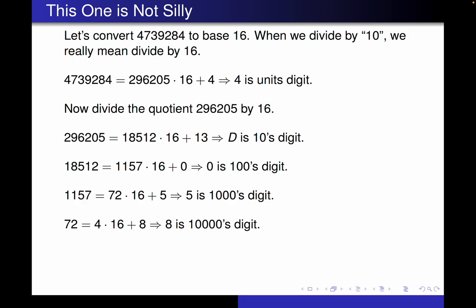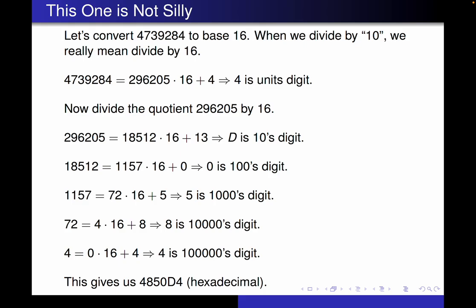And then finally, we divide 4, which is our quotient, by 16. That's a silly computation. We get a quotient of 0. The remainder is 4, telling us 4 is the 100,000s digit. So if we put those all together, we get 4850D4 as our hexadecimal representation of our number.